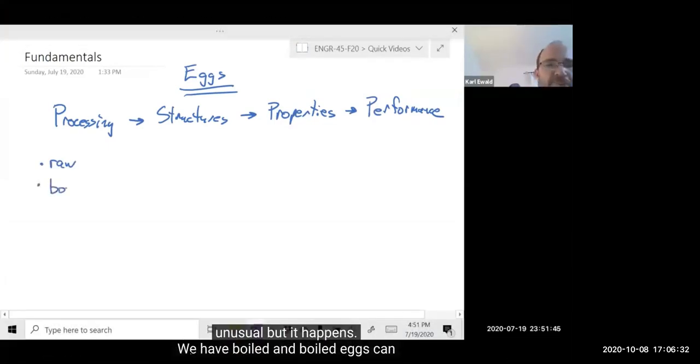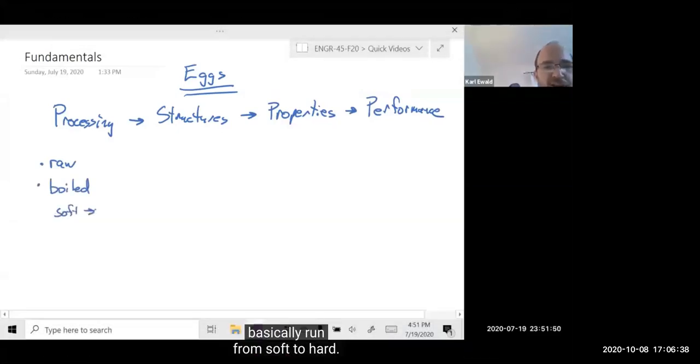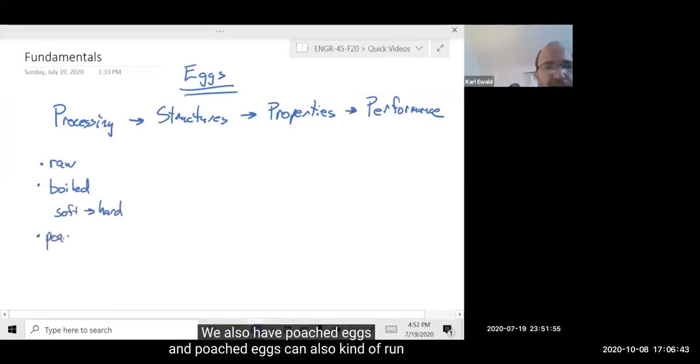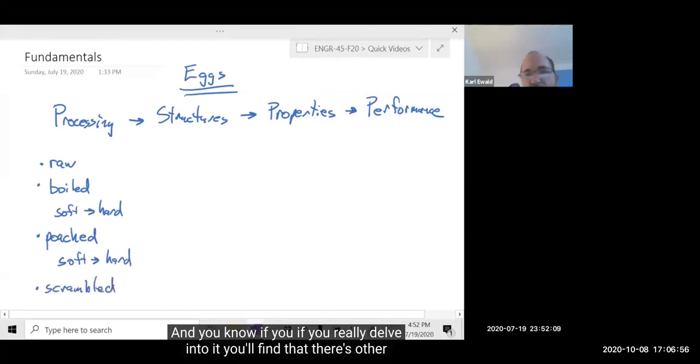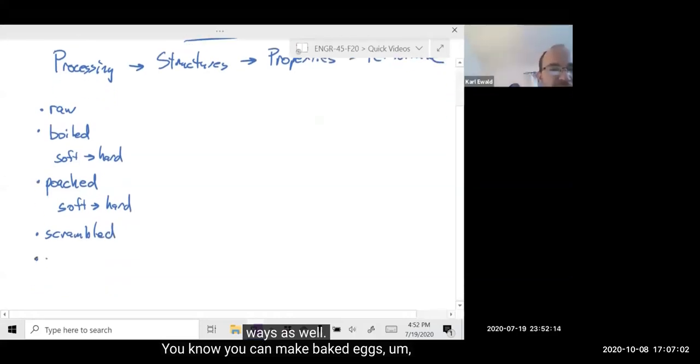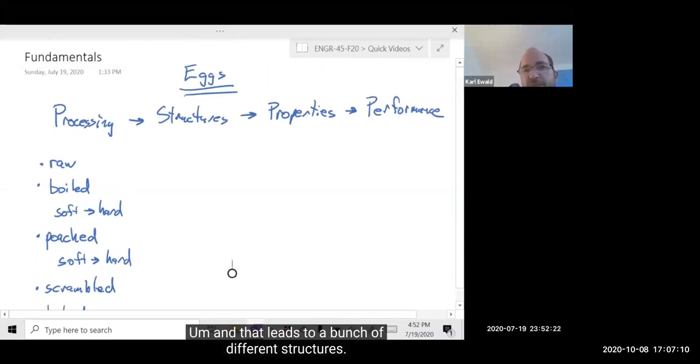We have boiled, and boiled eggs can run from soft to hard. We also have poached eggs, and poached eggs can also run from soft to hard. And then, of course, another would be scrambled. And if you really delve into it, you'll find that there are other ways as well. You can make baked eggs. Quiche is an example of a baked egg dish. And that leads to a bunch of different structures.